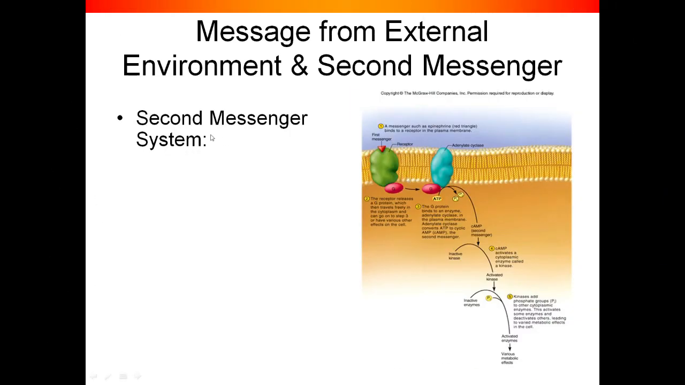So, second messenger system. The way a second messenger system works, let me introduce the players first. We've got a receptor right here. We also have a G protein right here. We're going to have another membrane-bound protein over here called adenylate cyclase. And we can see down here a series of chemical reactions that are going to take place. So let's go through this.